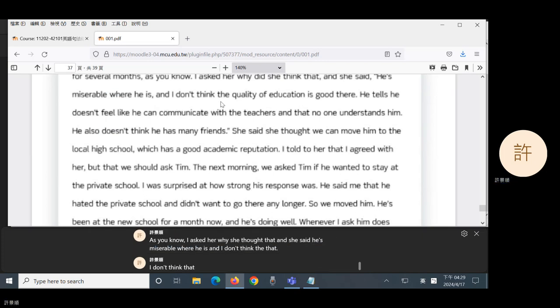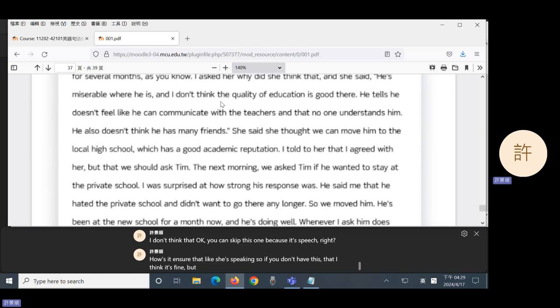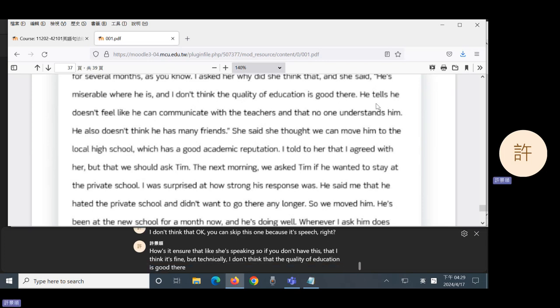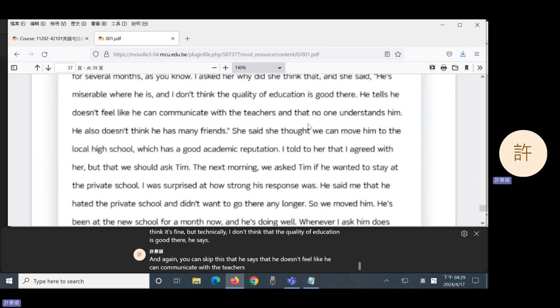I don't think that. Okay, you can skip this one because it's speech, right? It's quoting what someone said, like she's speaking. So if you don't have this that, I think it's fine. But technically, I don't think that the quality of education is good there. He says, and again, you can skip this that, that he doesn't feel like he can communicate with the teachers and that no one understands him.